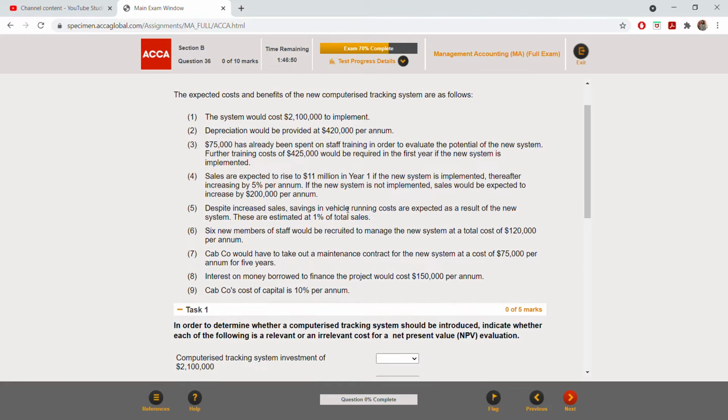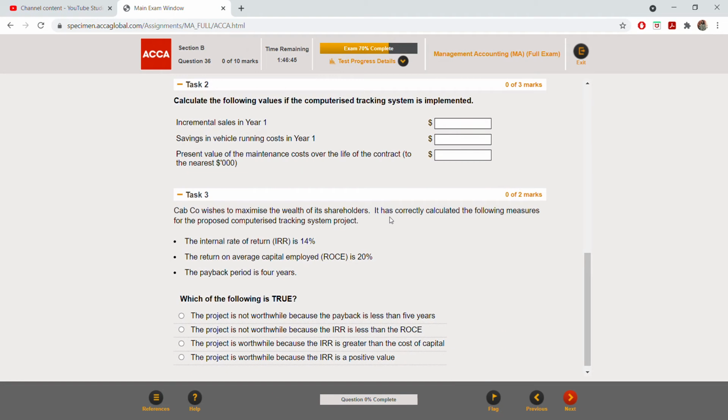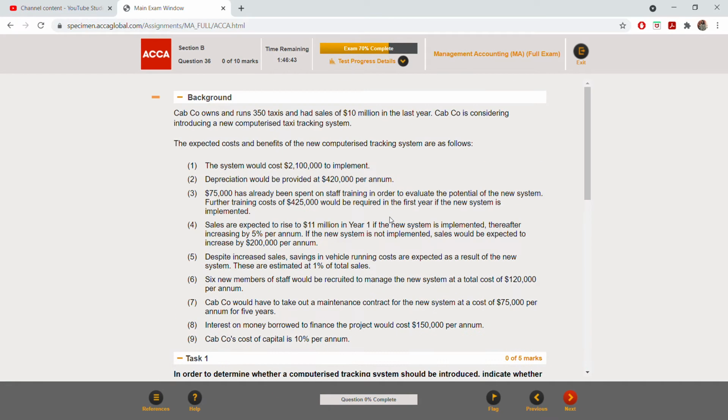So we'll just be reading the task, looking at task 1, task 2 and task 3. So let us read.